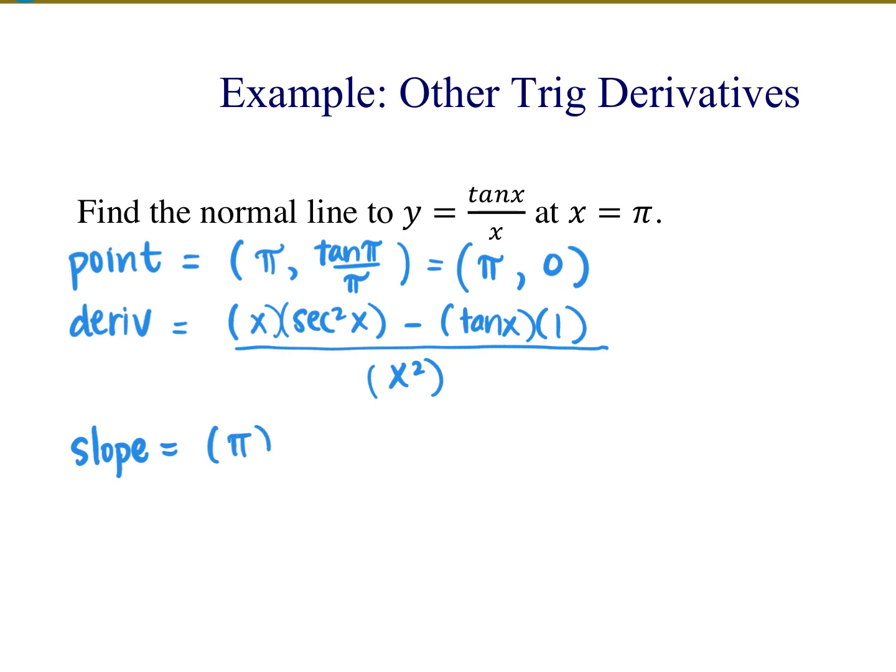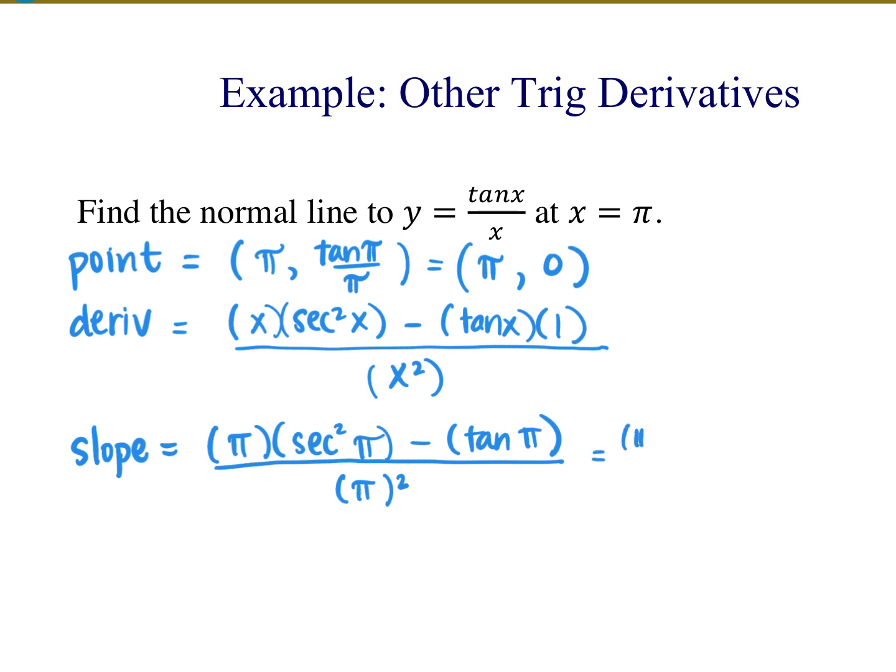Okay, so pi times the secant squared of pi minus the tangent of pi times 1, all over pi squared. All right, so now we just got to remember a couple things about trig. We need to know what the secant of pi is, and I think we already did what the tangent of pi is, so we should be able to simplify. So this is going to be pi times, all right, what is the secant of pi if you know what the cosine of pi is?